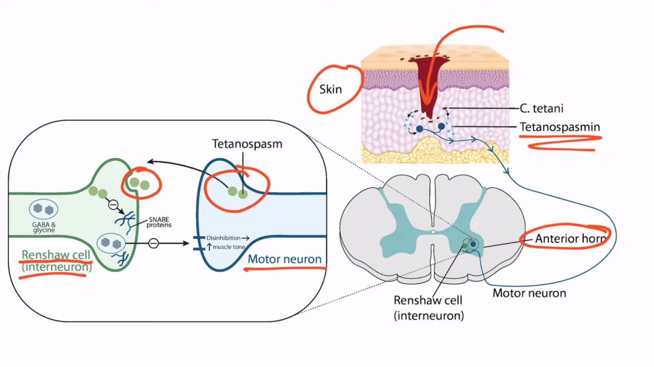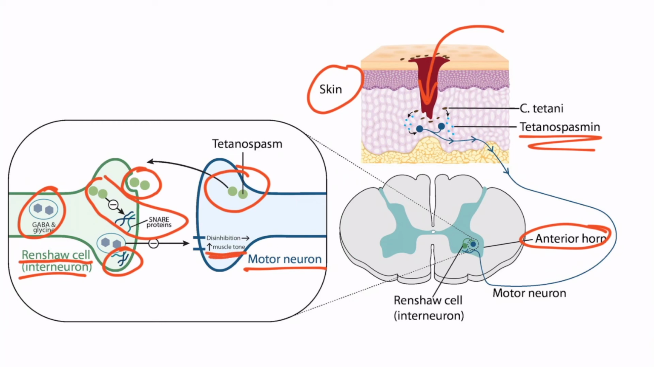Notice that within the Renshaw cell are vesicles containing the neurotransmitters GABA and glycine, which you can see right here. These vesicles normally interact with snare proteins, which you can see right here. The snare proteins are responsible for releasing GABA and glycine into the synapse, where the neurotransmitters can then inhibit the motor neuron. However, when tetanospasmin enters the Renshaw cell, it cleaves the snare proteins. You can see this activity right here. This prevents the release of GABA and glycine. So by decreasing GABA and glycine, the muscle becomes disinhibited, which is why the muscles are overstimulated and have increased muscle tone.